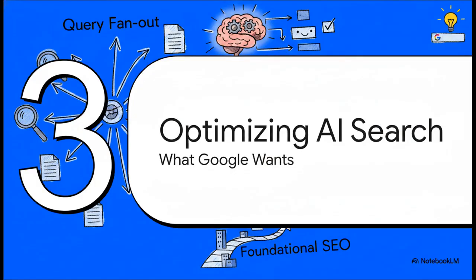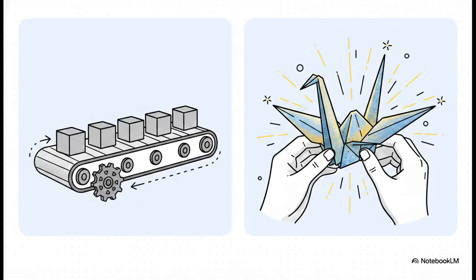Section 3, Optimizing for AI search, what Google actually wants. Knowing how RAG and query fanout work behind the scenes, what does Google really want from you in this new era? Well, it essentially boils down to the difference between commodity and non-commodity content. Commodity content is something like 7 tips for first-time homebuyers. It's common knowledge. Literally, anyone could write it.